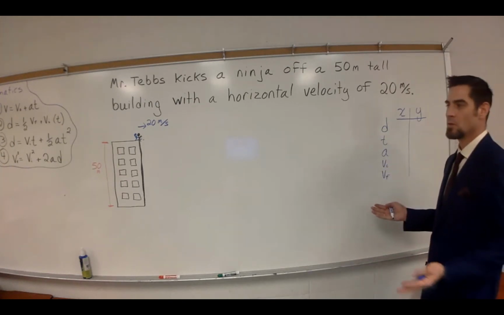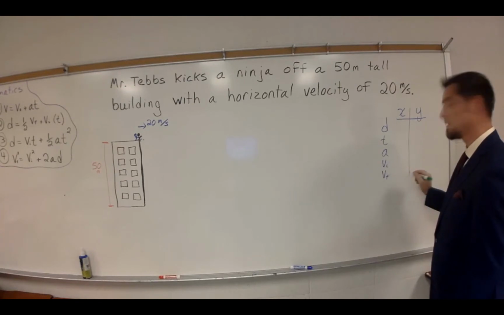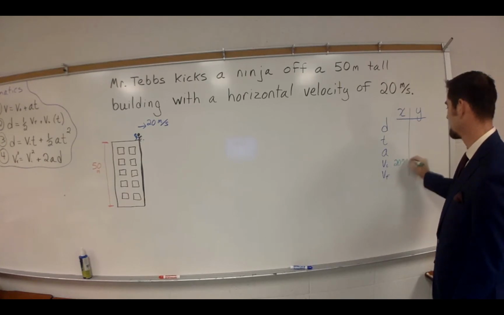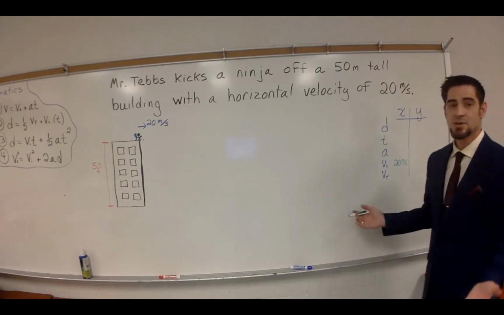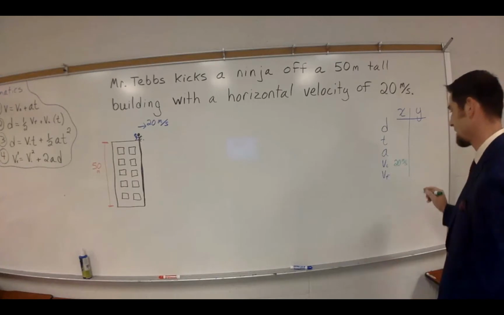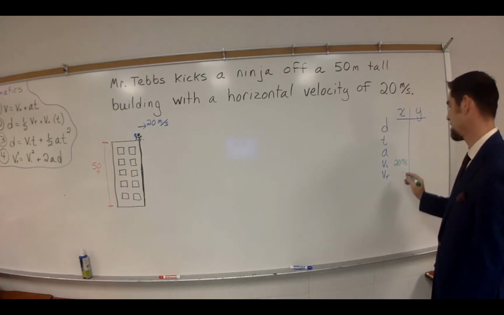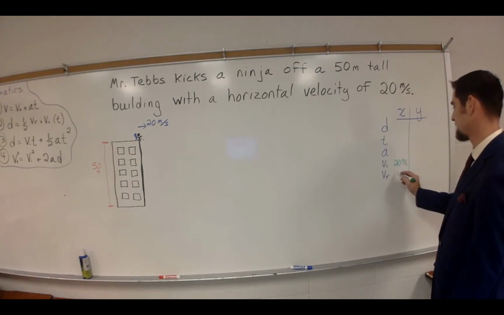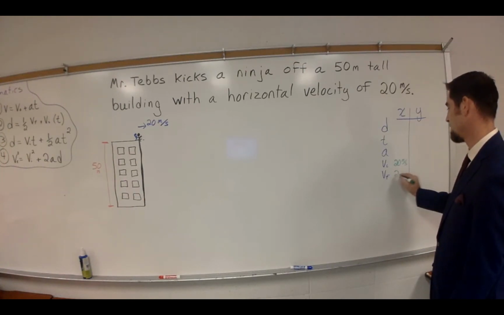What do we know already? We know our velocity in the x direction is 20 meters per second. And since there's no wind resistance, that's not going to change at all. There's no other force acting on the ninja in the x direction. So the final velocity in the x direction will also be 20 meters per second.